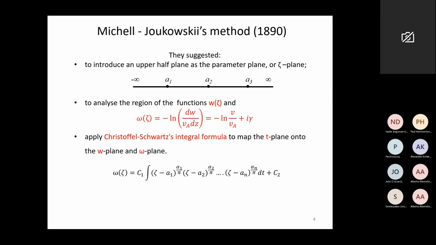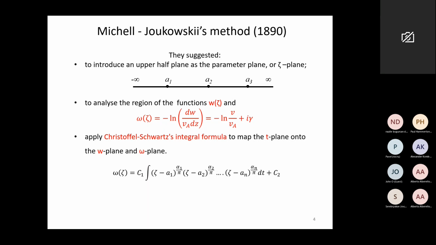So Mitchell and Joukowsky made a big step in the development of methodology. They suggested introducing the upper half plane as a parameter plane. It is much easier to map a half plane to another given region than one complex region to another. And second, they proposed to analyze the region of the function omega, which is the Joukowsky function.